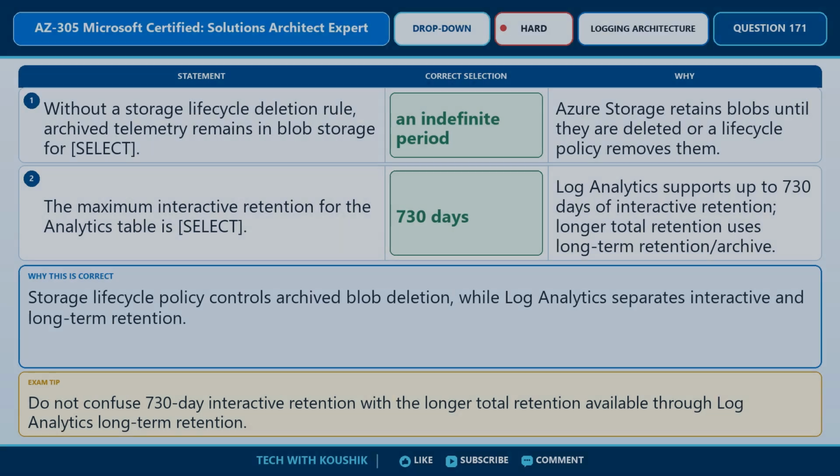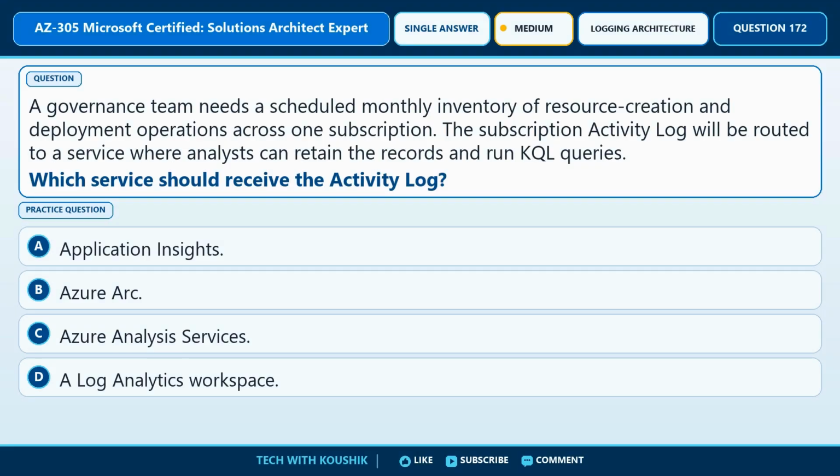Proceed to question number 172. Review the situation. A governance team needs a scheduled monthly inventory of resource creation and deployment operations across one subscription. The subscription activity log will be routed to a service where analysts can retain the records and run KQL queries. Which service should receive the activity log?